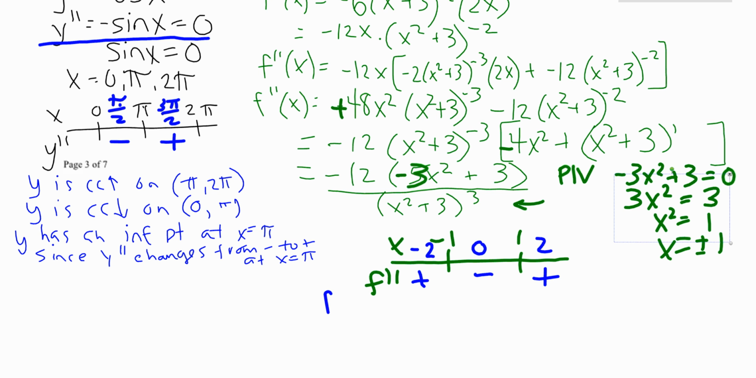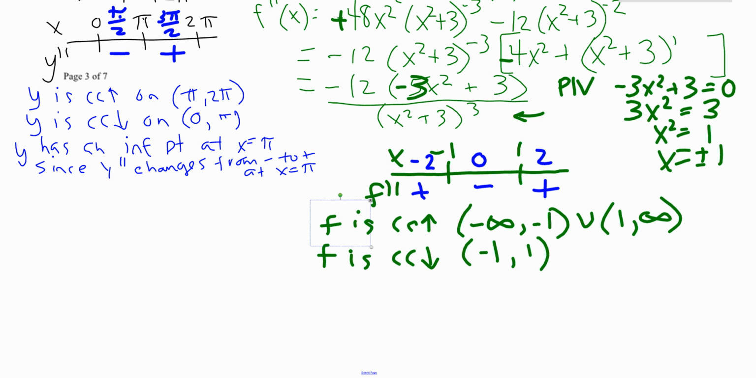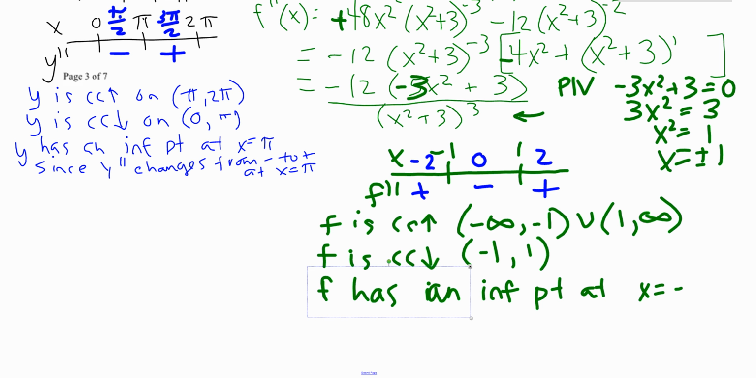So our function f, let's see, I want to go back to green here. f is concave up like a cup from negative infinity all the way up to negative 1, and also again from 1 to infinity. f is concave down like a frown in between those, negative 1 to 1. f has an inflection point at x equals negative 1 and x equals 1.